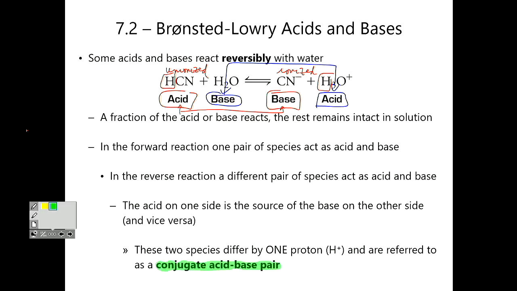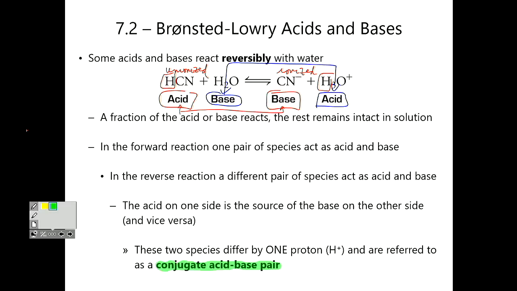And every reaction will always have two conjugate acid-base pairs. The members of the pair will always be on opposite sides because they resulted one from the other through this proton transfer process. The acid in the pair will always have one more proton than the base in the pair. Conversely, the base in the pair will always have one less proton than the acid in the pair, right? And we call them conjugate acid-base pairs.